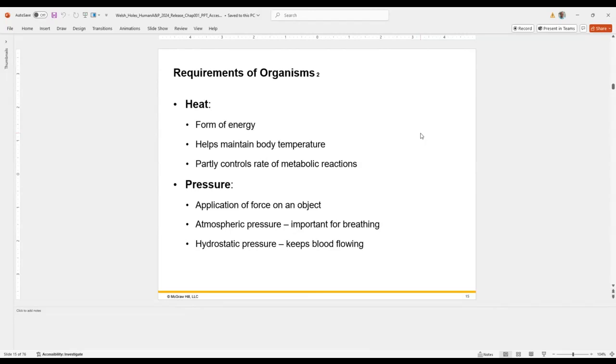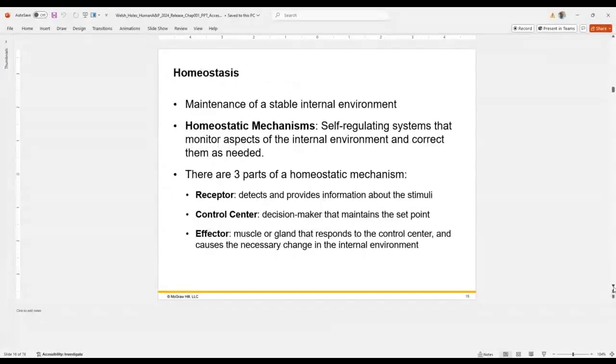Pressure, that's the application of force on an object. We can talk about atmospheric pressure, just the air pressing in around us, and it's helpful in our breathing. Oxygen goes into our body. And then hydrostatic pressure as well, that keeps blood flowing, like hydrostatic pressure from the heart or your muscles pushing on your blood vessels.